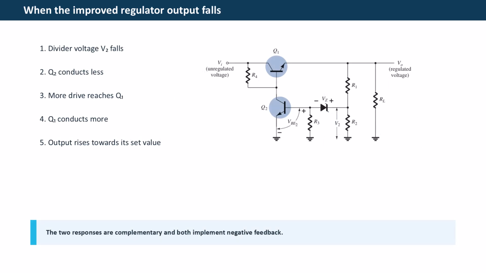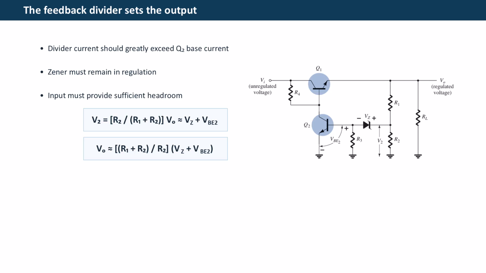Q2 conducts less, Q1 receives more drive and the series element drops less voltage. The output therefore rises back towards the set point. At equilibrium, the sampled voltage is approximately the Zener voltage plus the base emitter voltage of Q2.